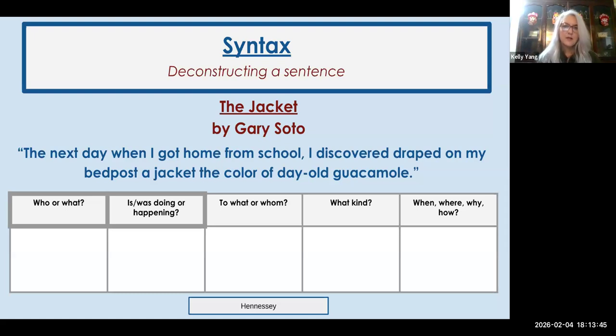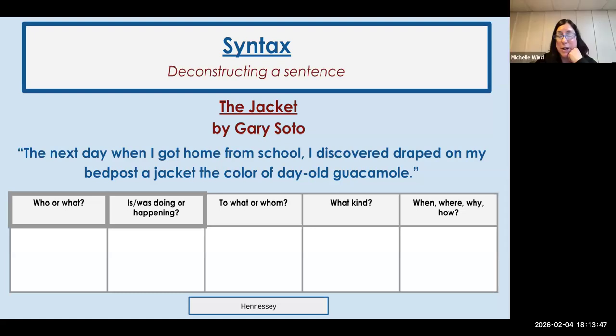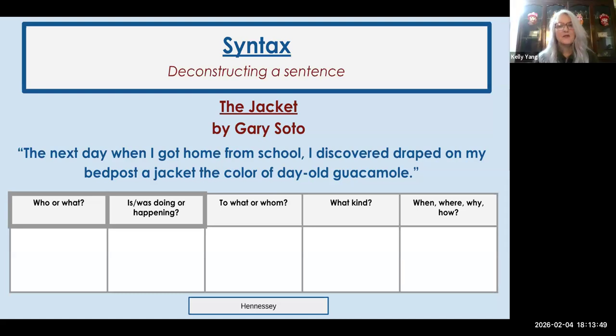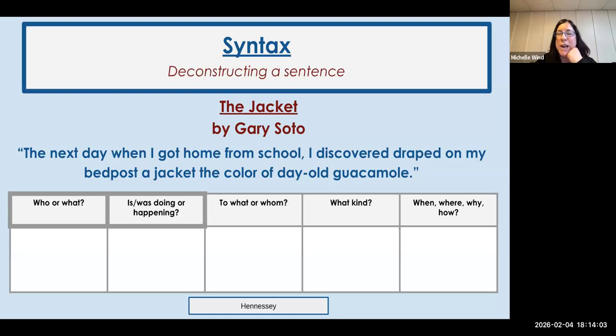Look at this. This is a complex sentence. This sentence is from The Jacket by Gary Soto. "The next day when I got home from school, I discovered draped on my bedpost a jacket the color of day-old guacamole." Wow. Do you want to show them what questions you might ask to help me get some comprehension from this?